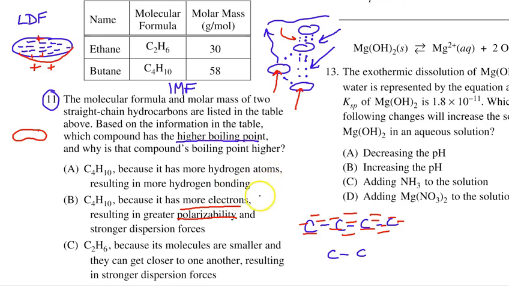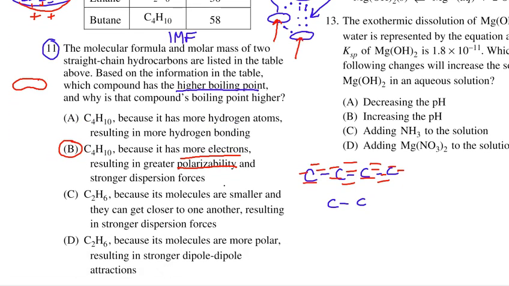So having more electrons in C4H10 is the reason for a greater polarizability, meaning these electrons are able to create a greater positive or greater negative area because there's more to move, more to deform. And that's why B is the best answer. You can't say polar because they're not really polar. They make momentary polar charges. They don't have permanent dipoles.